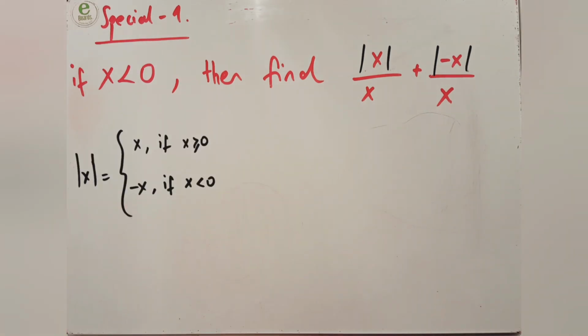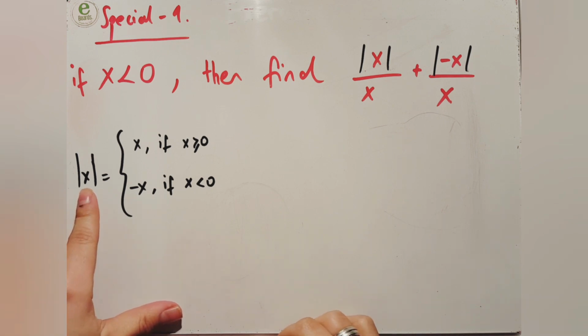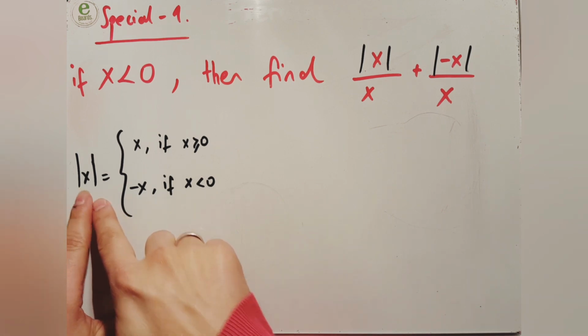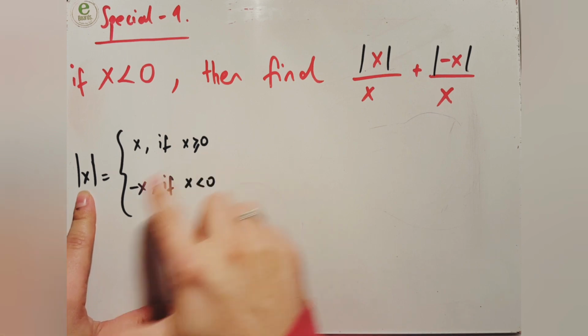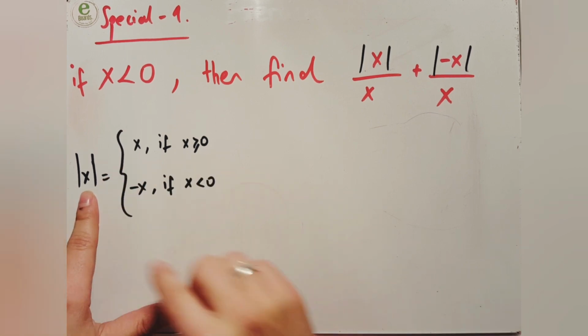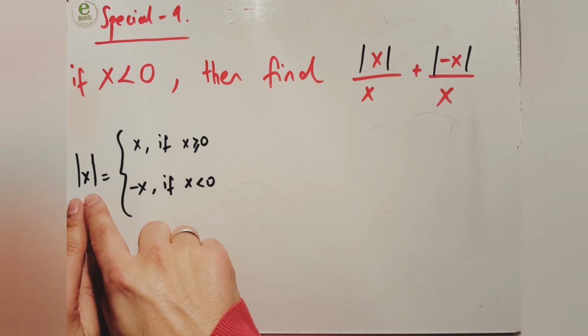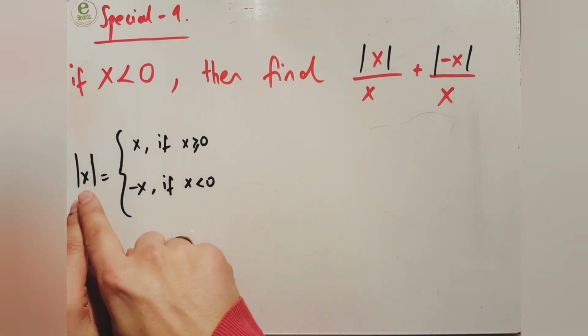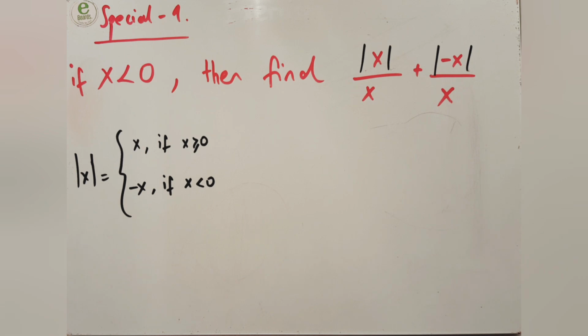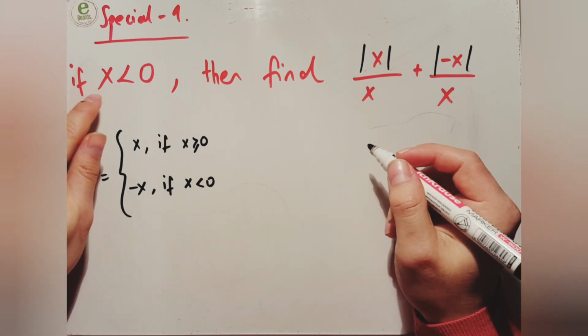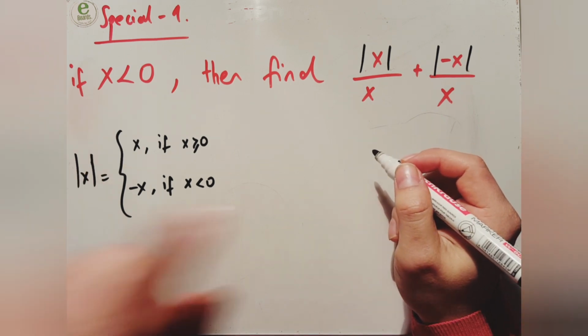Before getting started, let's remember together the properties of absolute value. If the number inside the absolute value is greater than or equal to 0, we take the number and write it directly. If it is less than 0, if it is negative, then to get rid of the vertical bars, we multiply the number by minus.